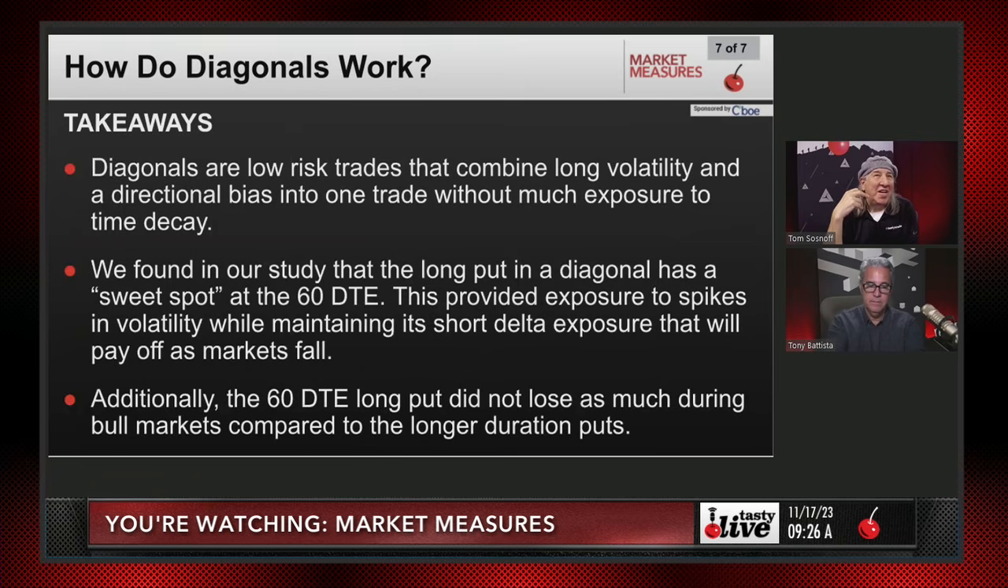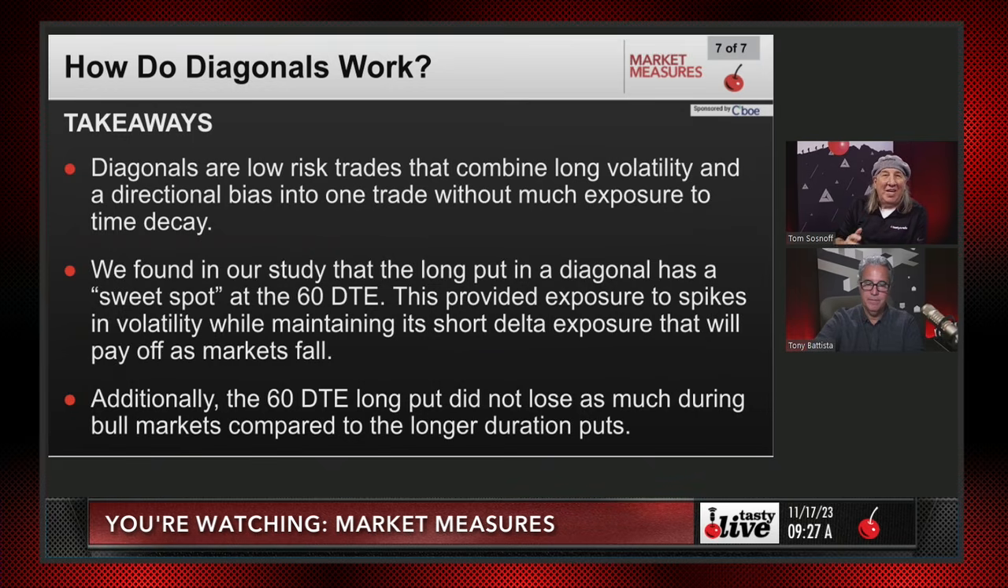So some of the takeaways. Diagonals are low-risk trades that combine a long volatility and a directional bias into one trade without much exposure to time decay. Now, again, you can get long or short. All you've got to do is change that front month short option. And if you're buying, forget about the at the money put. If you're buying, let's say, an out of the money put or an out of the money call, you make the short-term option lower or higher to adjust the delta.